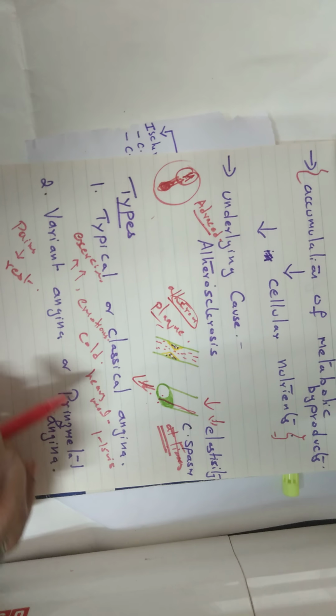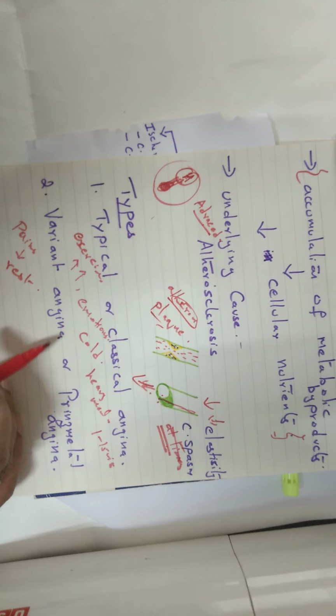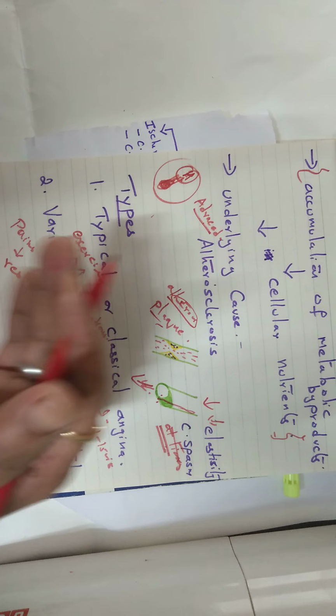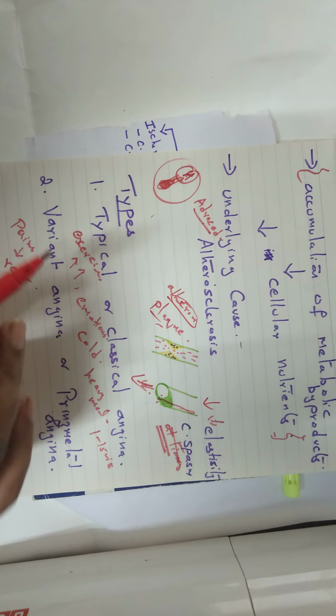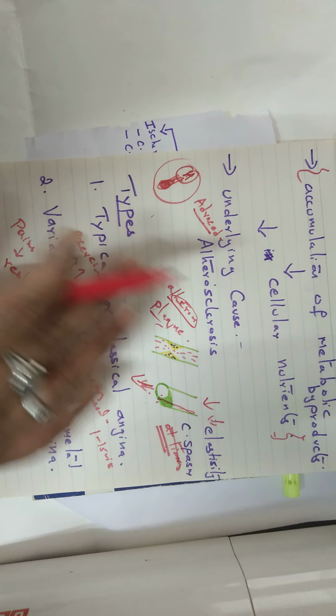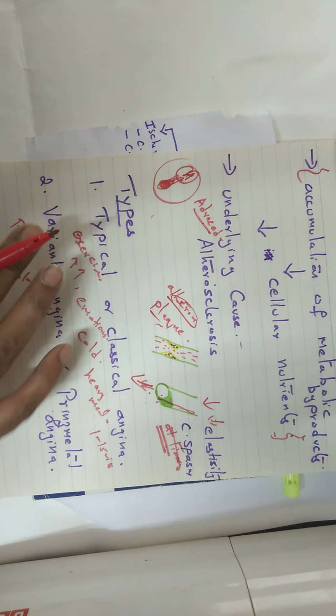Now, angina can be classified broadly into 3 types: typical angina, variant angina, and unstable angina. This depends upon the precipitating factors, the situation or the undesirable event which has taken place, and also some electrophysiological changes that may take place. Based on that, we can classify angina pectoris into 3 types.